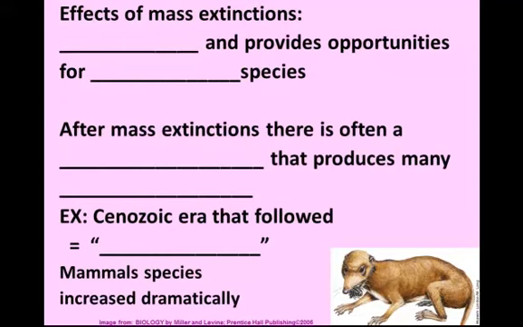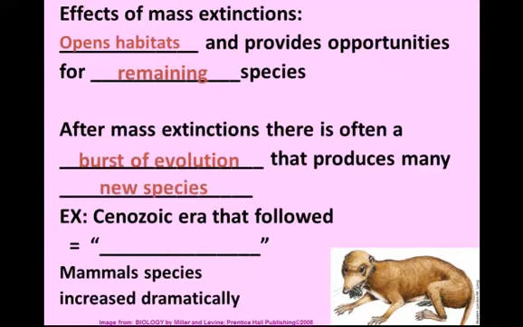One of the effects of mass extinctions is when you take a huge number of organisms out of the ecosystem, it often opens up habitats and opportunities for the remaining species that don't go extinct to spread into new niches, to move into new places. And usually after a mass extinction, there's a huge increase in the number of new species that develop. After mass extinctions, there's always a burst of evolution, and we get new species.